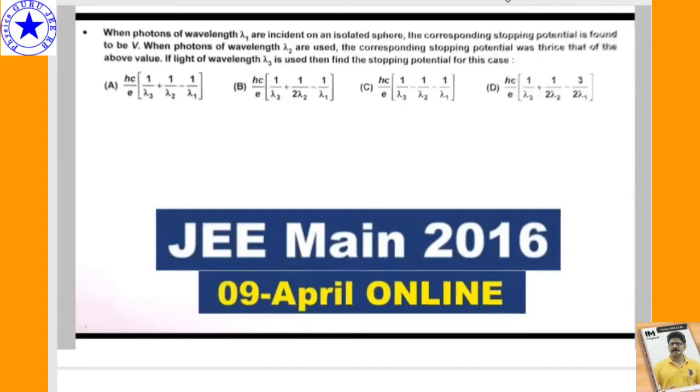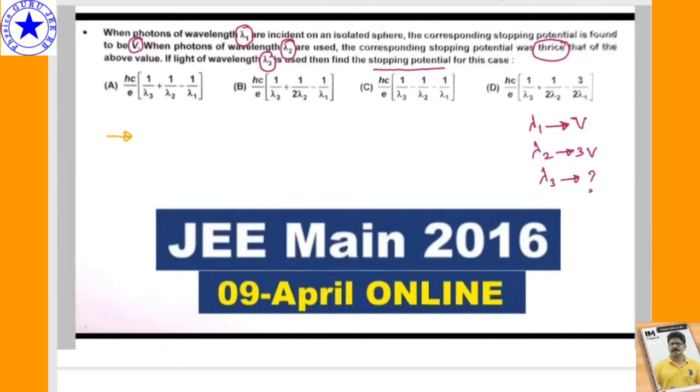So we want to calculate the stopping potential. Let me start this question. According to the problem, for lambda 1, the stopping potential is V. For lambda 2, the stopping potential is thrice, that means 3 times V. Then for lambda 3, what is the stopping potential? This we have to calculate.